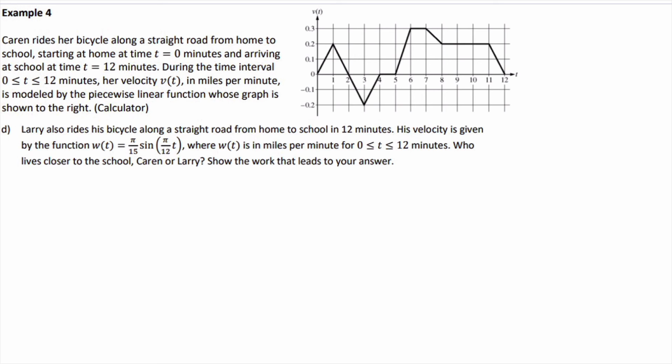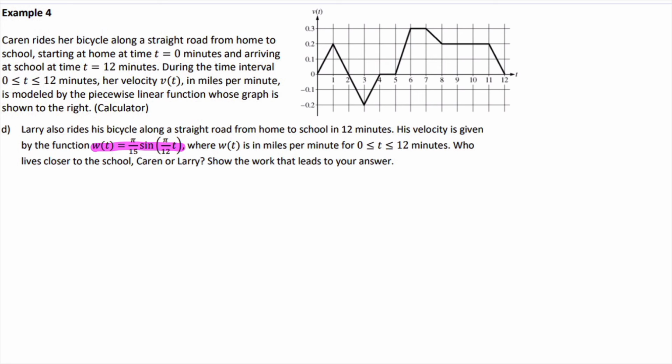Same thing. So Larry also rides his bike along a straight road from home to school in 12 minutes. His velocity is given by the function w of t. Now they don't give us a graph for his, but they say that's his velocity, that's his rate, where w of t is in miles per minute. Who lives closer to the school, Karen or Larry? Then show the work that leads to your answer.